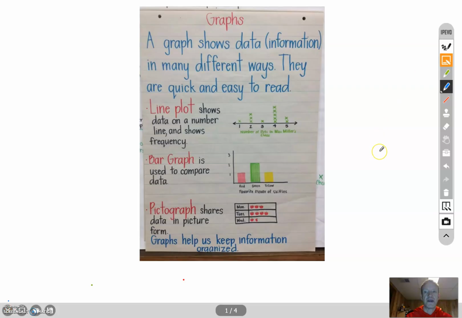Hello boys and girls, today we're going to talk about graphs. A graph shows data, information in many different ways. They are quick and easy to read. We are going to focus more specifically on a bar graph with this lesson.